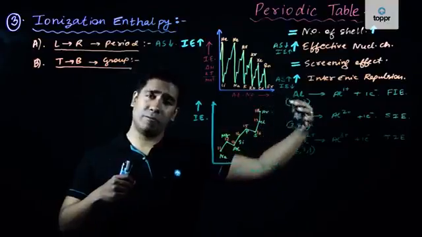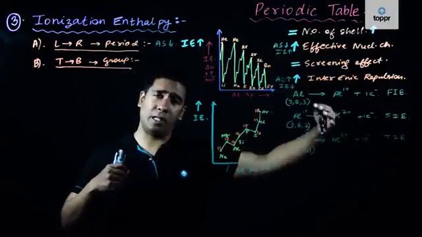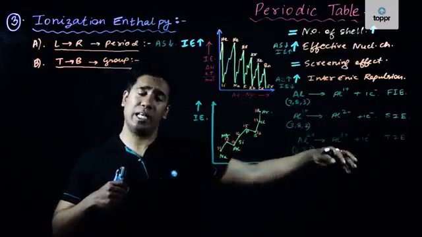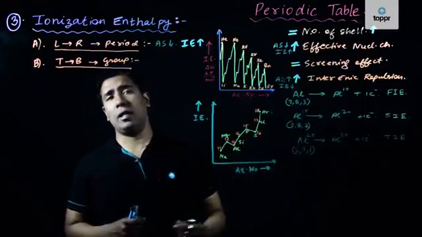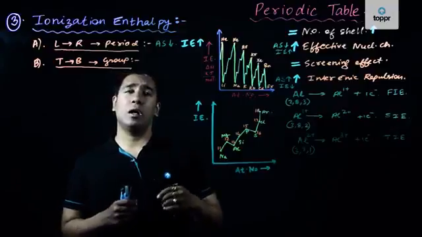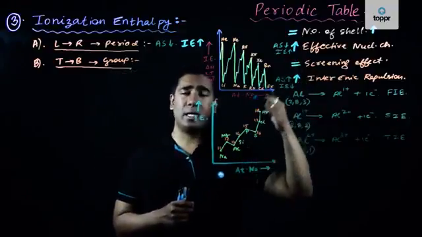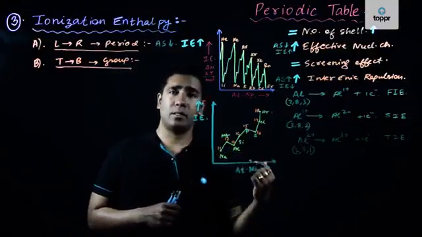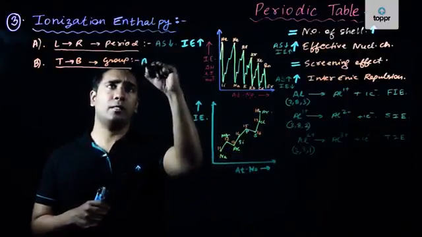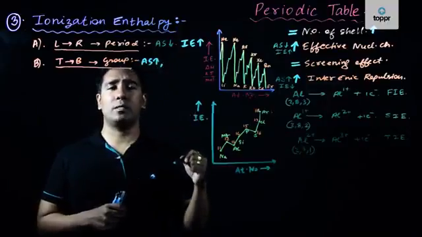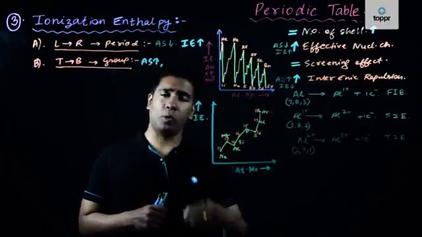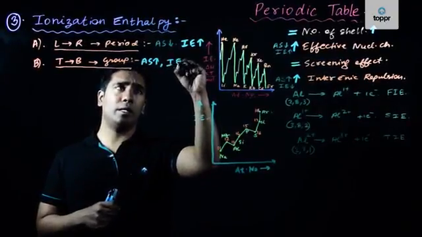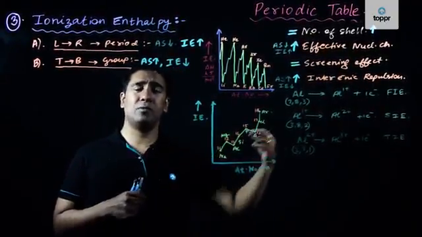As you can see, in the case of francium, because the electron is present the farthest from the nucleus, it is very easy to remove that electron. The amount of energy expended to remove that electron will be very, very less. So as the atomic size increases, that is, as the number of shells increases, the ionization energy decreases as you move from top to bottom in the periodic table. That is, very less energy will be required.